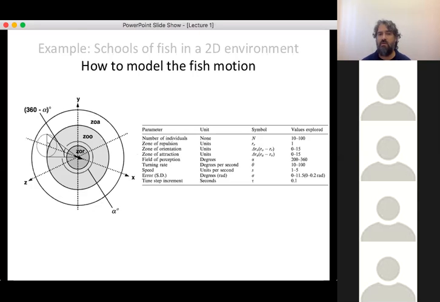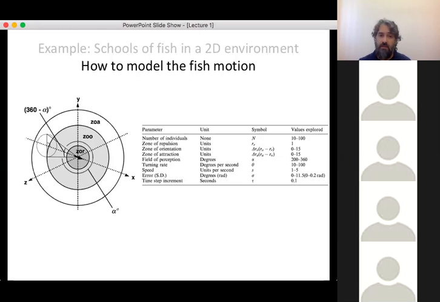You can change the zone as you want. You can have different kinds of zones, which mean different things depending on what you want to model, but it's a very powerful tool in order to understand and model how a system of, in this case, fishes behave together.